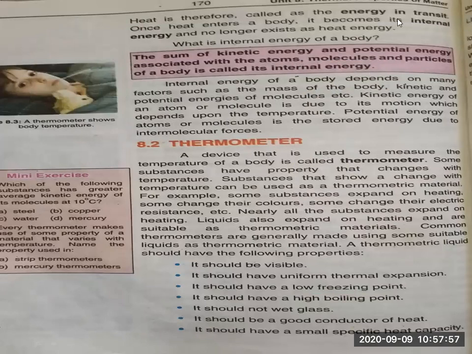And then we discussed on which factors internal energy depends. Internal energy depends upon the mass of the body, and the kinetic and potential energy of the molecules. So this is the end of topic 8.1. Now I'm going to start topic 8.2. The topic 8.2 is thermometer. What is a thermometer?